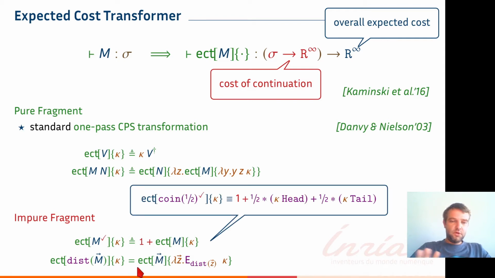To make this a bit more precise, if we, for instance, transform the cost of a continuation kappa with respect to an unbiased coin flip that is tick, then this amounts to 1, accounting for the tick, plus kappa applied to head and tail respectively, both of these probabilistic choices weighted by the corresponding probability 1/2.